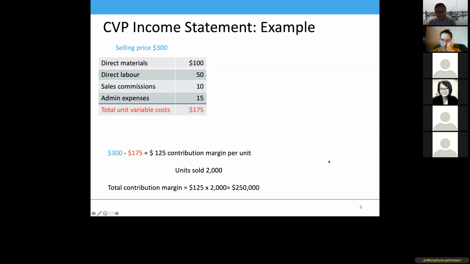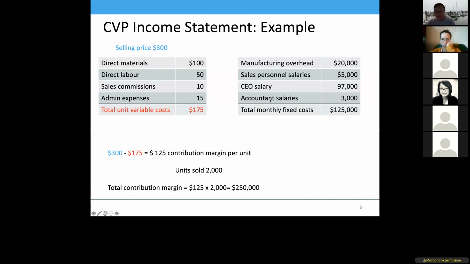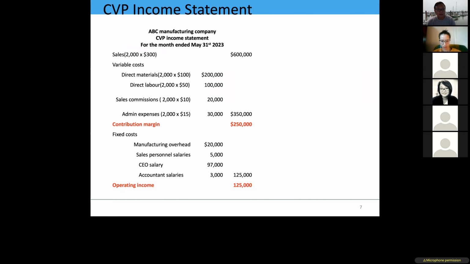And we also learn some fixed cost information. I have some fixed manufacturing overhead, fixed sales personnel salaries, fixed CEO cost, fixed accountant salary cost. So this is all fixed cost, and the total is 125,000. Okay, so let's translate into the CVP income statement format. That would be something like this.